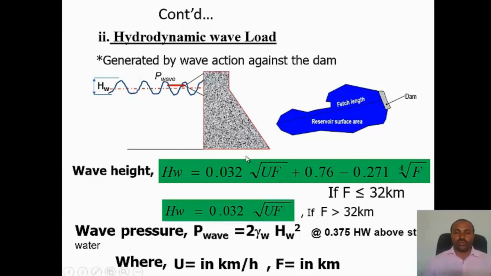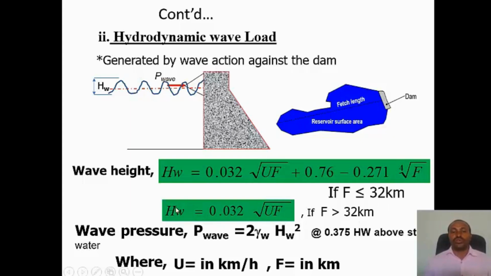So we will use the average under this formula. Wave height will be calculated first, 0.032 times the square root of UF, and so on. This is the expression if the fetch length is less than 32 kilometers. If it is less than 32 kilometers, you will take this equation. Otherwise, if it is more than 32 kilometers, you will use this equation.